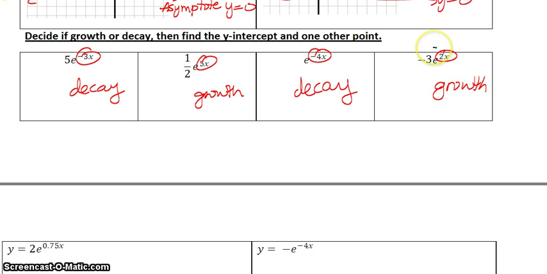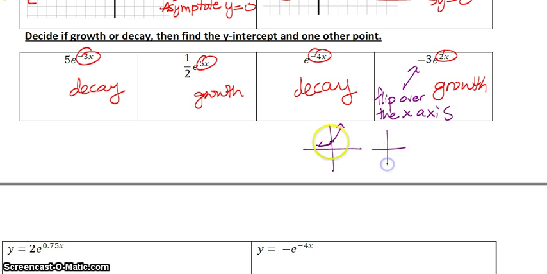It will make the graph a little different. If you have that negative in front, it does flip over the x-axis, but it's still considered a growth function, because remember from the other day, my growth could look like that, or if I just took that same exact graph and mirrored it down this way, both of those are considered growth. So this one with the negative in front would look like that, but it's still considered growth. I know it's kind of weird.